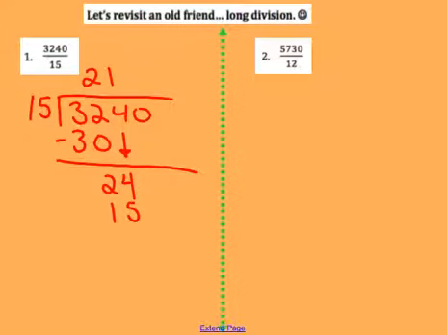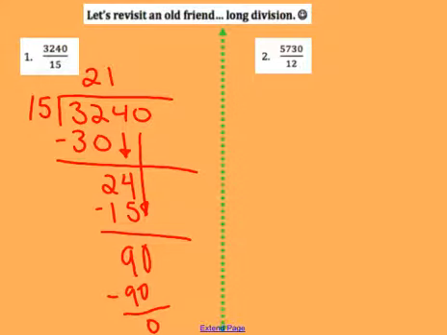Now, if I added those, it would be 39. I don't want that. I want it to get smaller. We're trying to get the smallest number that they both go into. I get a 9. Bring down the 0, 90. 90 minus 90 is going to give us 0. So I would probably put 6 here, remainder is 0. Either way, the correct answer to this is 216.